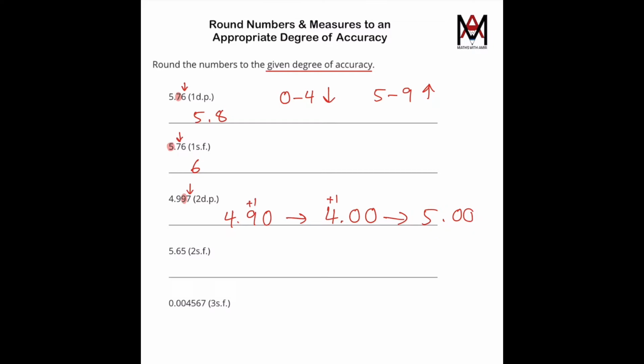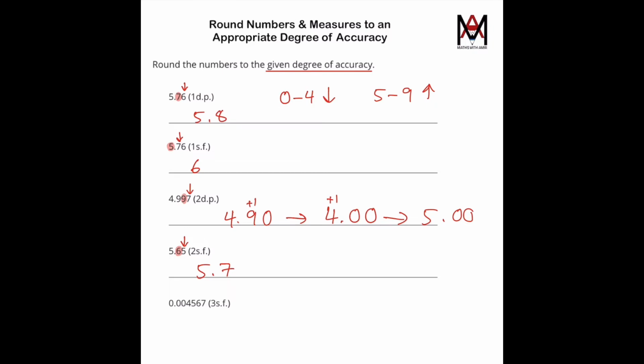The next one, 5.65, we need to round it to two significant figures. That's what SF again stands for. So the second significant figure is the 6. So this again, the 5 shows us that it would round the 6 up, so it would be 5.7.